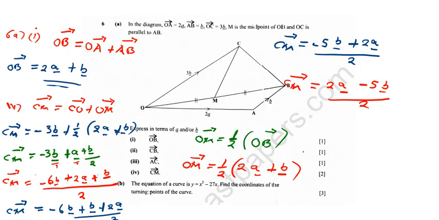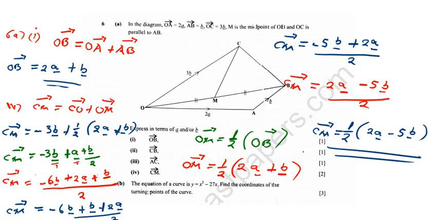So now finally, we can represent our answer as CM is equal to 1 over 2, open bracket 2A vector minus 5B vector. So that's our answer. So for vectors we are done. Let's go to part B. So let me just clear this space.